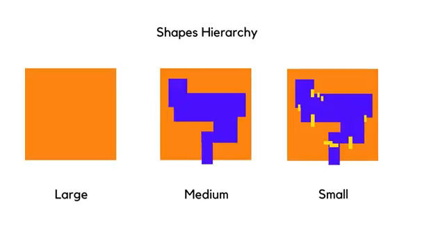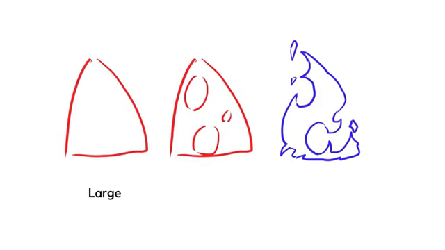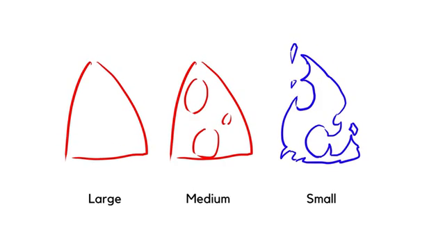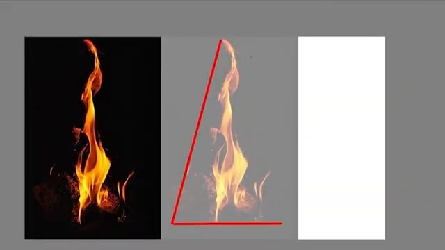Shapes hierarchy. We can simplify it as large, medium, and small. This is a concept commonly discussed in design. We can observe that flames are essentially triangular shapes with several small holes dug inside.